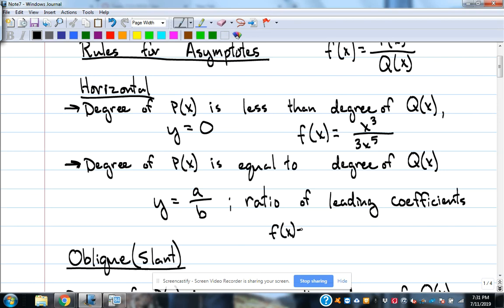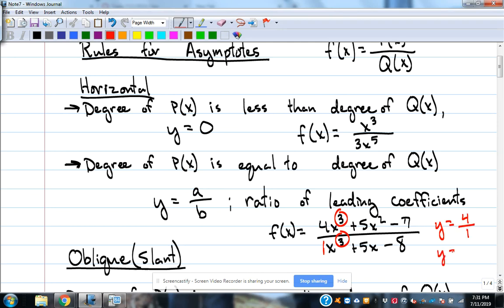Example of that might be f of x. Maybe we have 4x to the third plus 5x squared minus 7 over x to the third plus 5x minus 8. There, the degree of the numerator and the denominator are the same. So the leading coefficients are 4 and 1. So you would have a horizontal asymptote at y equals 4 over 1, y equals 4 for the horizontal asymptote there. Okay, so degree of the numerator less than the degree of the denominator, then it's y equals 0. If the degrees are the same, then it's the ratio of the leading coefficients.